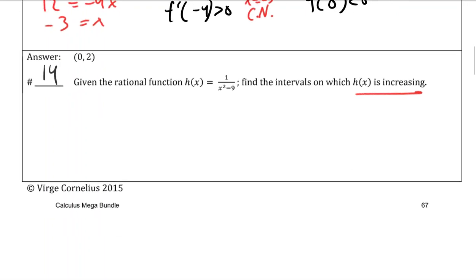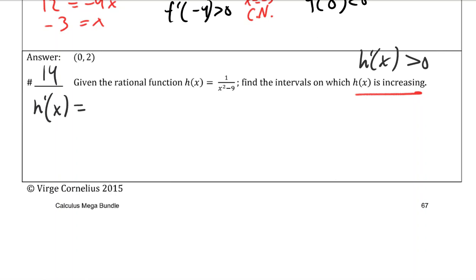All right, so they want us to know when this is increasing. So even with zero work here, I know that this is going to have something to do with the first derivative, and my answers are going to come when the first derivative is positive. So that is my hint that I'm going to need to take the first derivative.